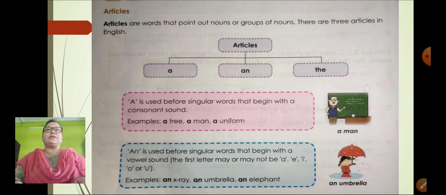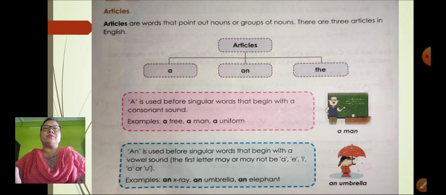Next, look at your book. Articles. Articles are words that point out nouns or groups of nouns. There are three articles in English: a, an, the. A is used before singular words that begin with a consonant sound. Examples are given there in the book: a tree, a man, a uniform.